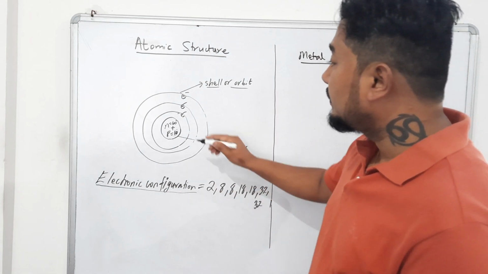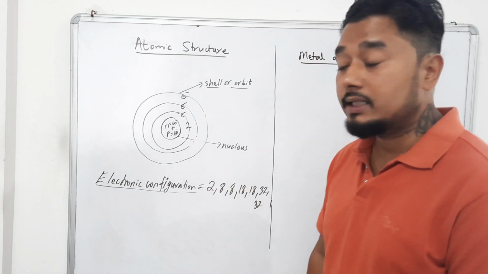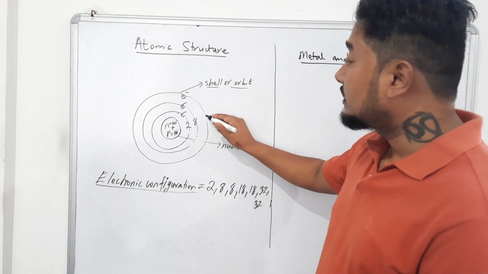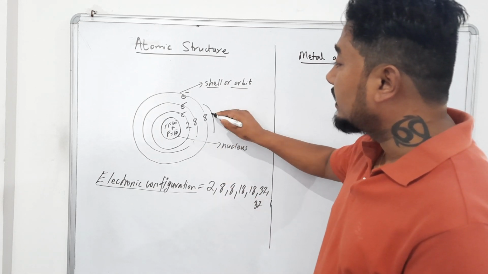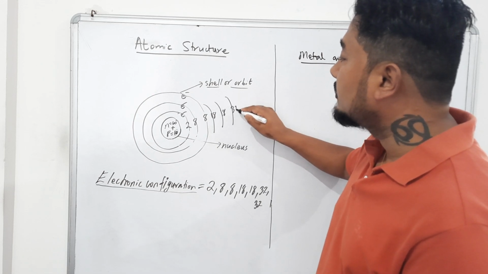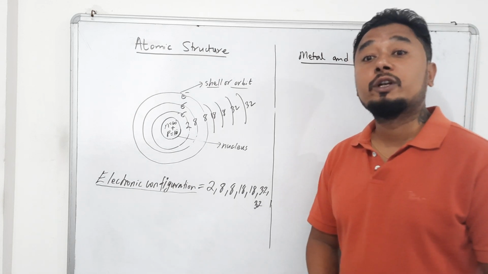That means whenever you put electrons in the first shell, the maximum you can put is 2, not more than that. In the second shell the maximum is 8. In the third shell also the maximum is 8, and in the fourth shell it is 18. In the fifth shell it is 18, in the sixth shell 32, and in the seventh shell 32. So you have to remember this rule.